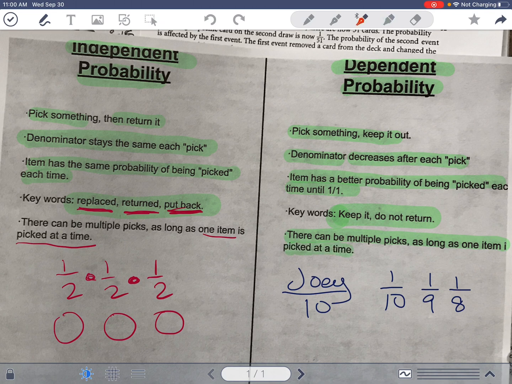The key words to remember here are you keep it, you do not return it, you don't put it back. Okay? So this should help you guys remember the difference between independent and dependent probability. All right? In one case the denominator stays the same; in the other the denominator decreases by 1 each time.